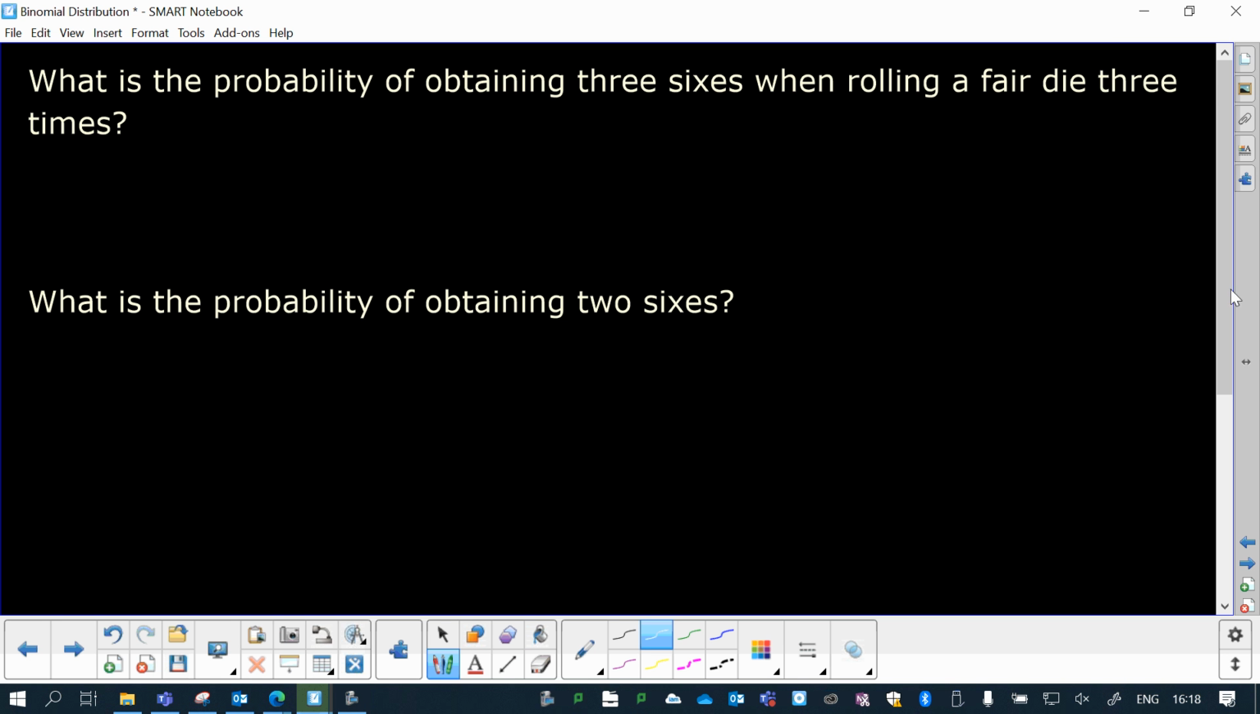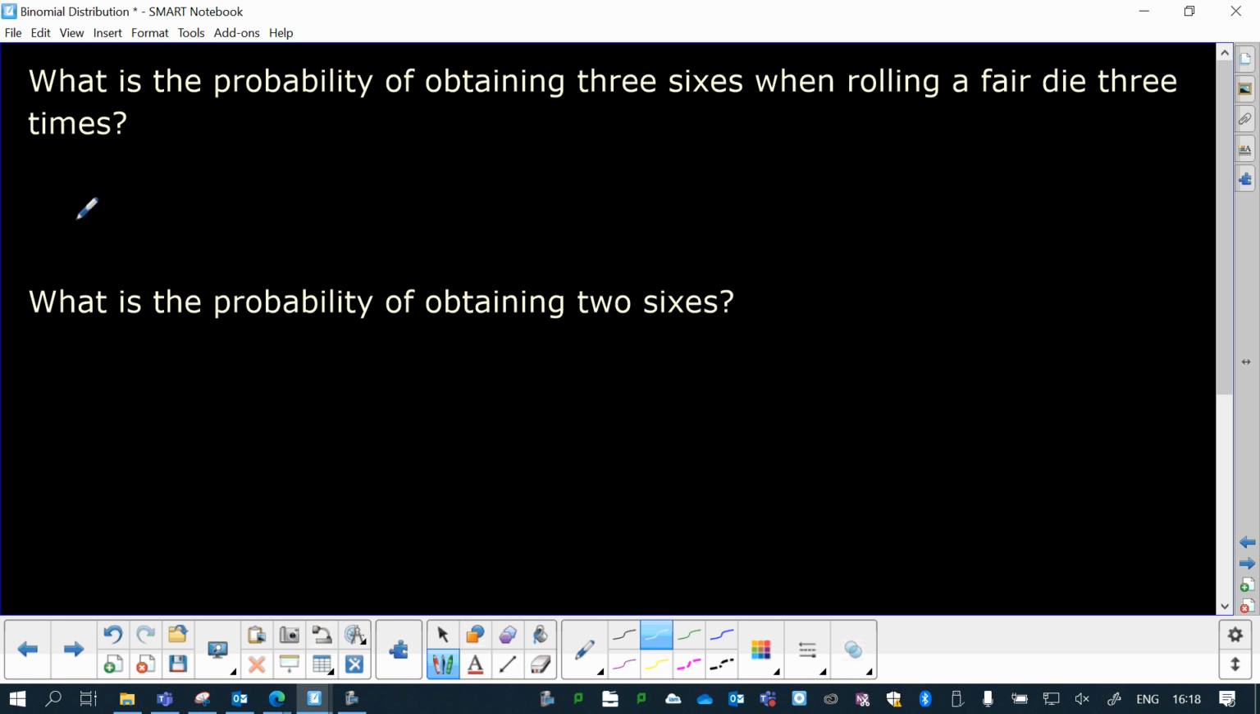Look at the question that's on the board. The top one, we should be kind of au fait with how to do. Am I right? How would you calculate the probability of obtaining 3 6s when rolling a fair die 3 times?